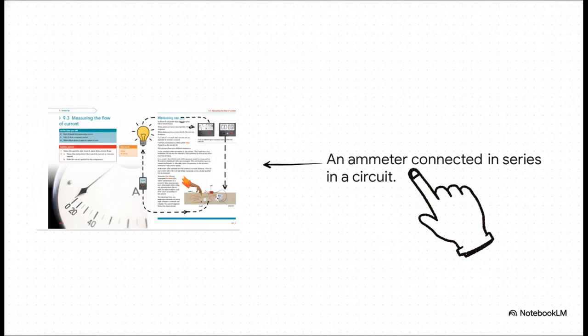And because that ammeter is sitting dead center in the main pathway, every single electron that flows through the lamp absolutely has to flow through the ammeter too. That is what allows it to take a perfectly accurate head count of the current.